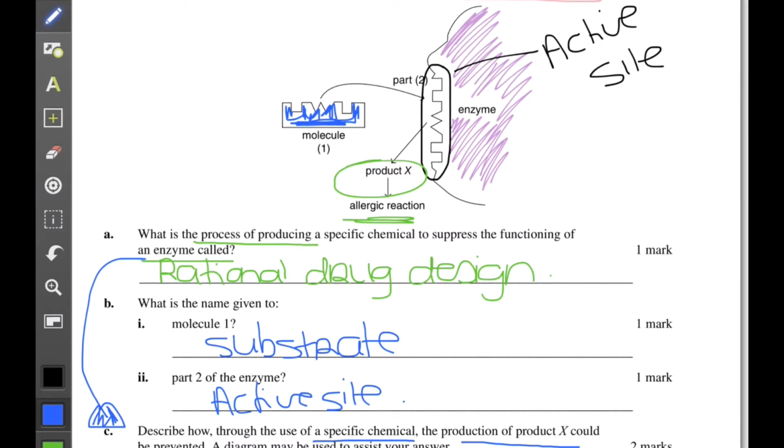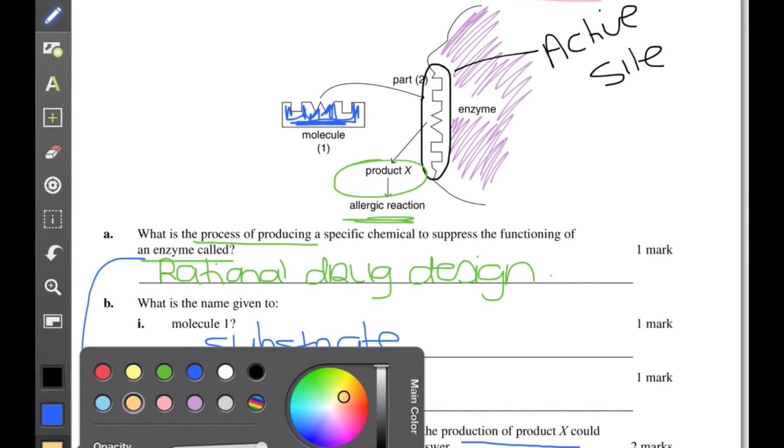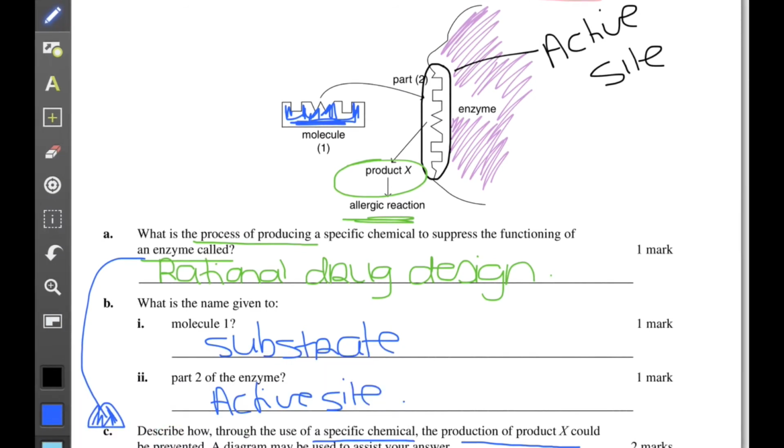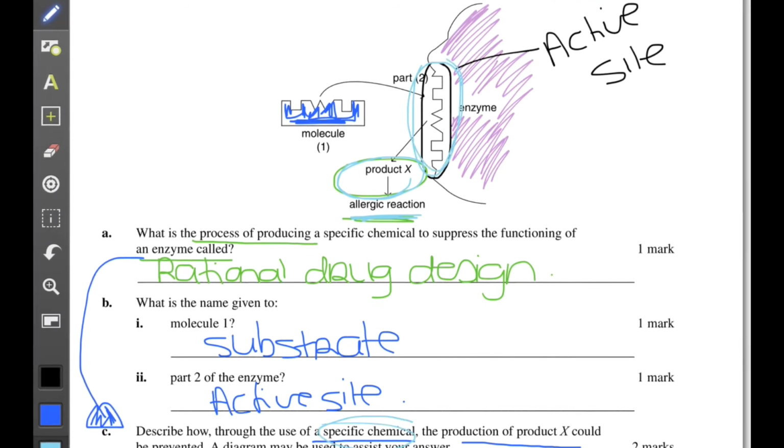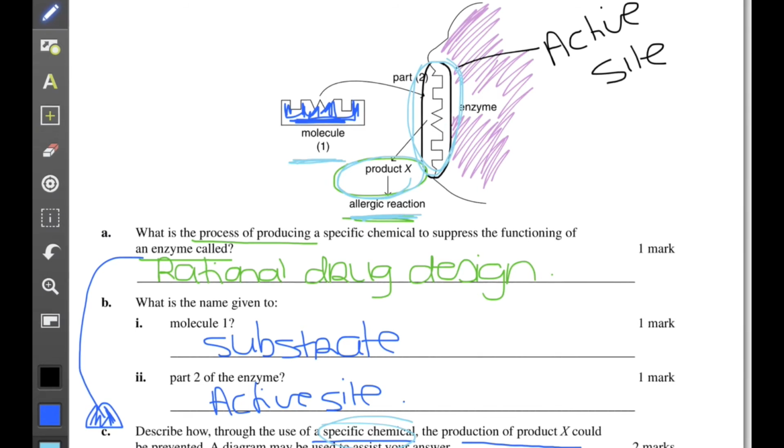I'm just going to start up here, and I'm going to use a light blue. To prevent product X, because remember, we don't want product X because it gives us an allergic reaction, there are 2 ways you could go about preventing this. You could create a specific chemical that is complementary to the active site. If it's complementary to the active site, then it prevents molecule I from binding with it. If the substrate, molecule I, can't bind to the active site, we can't produce product.